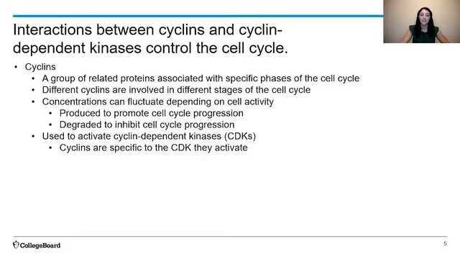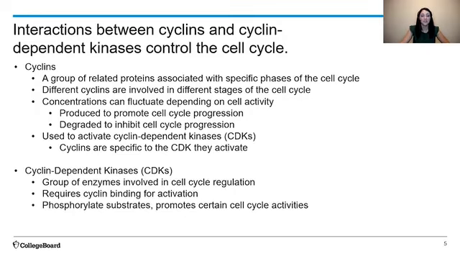These cyclins are used to activate what we call cyclin-dependent kinases, or CDKs. And the cyclins are very specific to the CDK that they can activate. Those CDKs, or cyclin-dependent kinases, as you notice, end in ase. So they are a group of enzymes, again, involved in regulating the cell cycle. They require that very specific cyclin to bind to them to be activated. And when they're activated, they can phosphorylate substrates and promote certain cell cycle activities to occur.